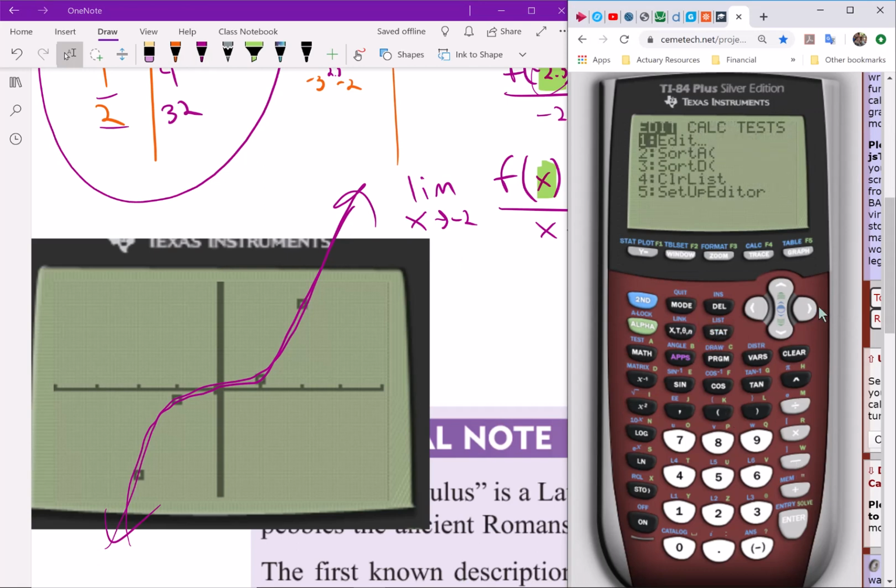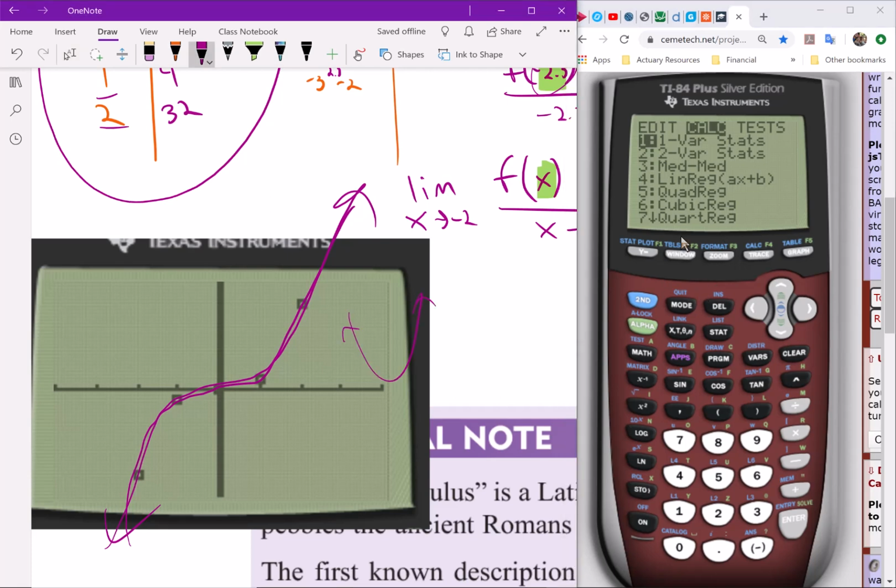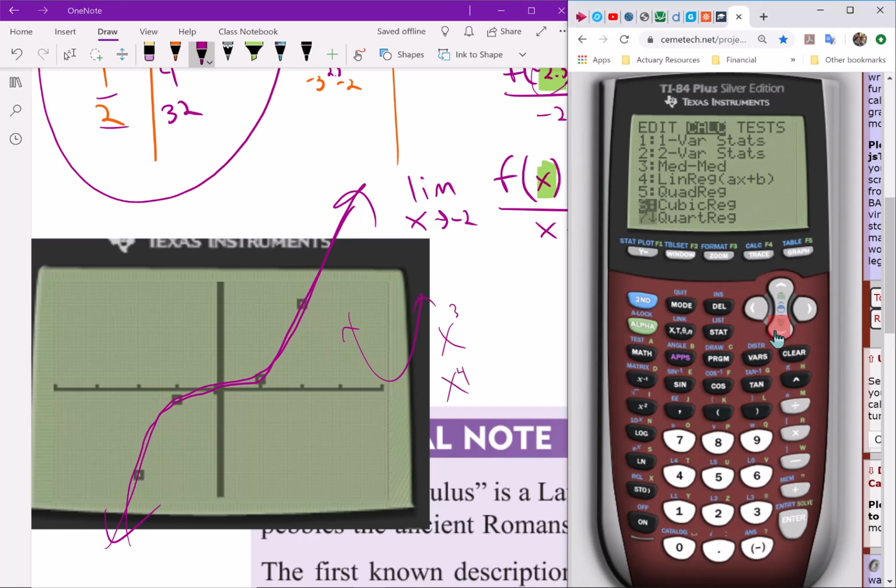Let's go stat, calculate. Do we think it's linear? No. Do we think it's a parabola like this? No, that's not parabolic. Do we think it's cubic? Do you know what cubic is? Maybe you do, maybe you don't. The cubic would be something to the third power. Quartic would be something to the fourth power. Then there's linear, exponential, and then there's power regression, power. So let's try a power model real quick and see what happens, right?